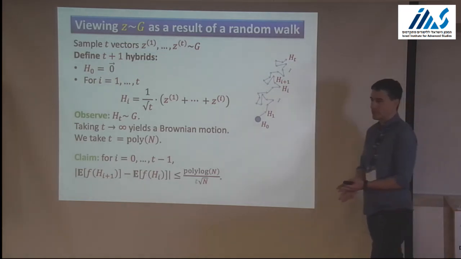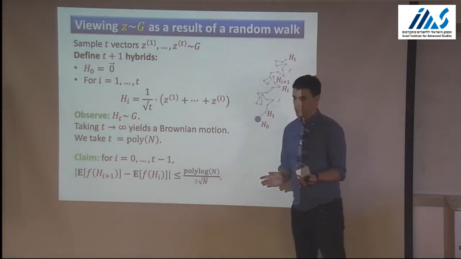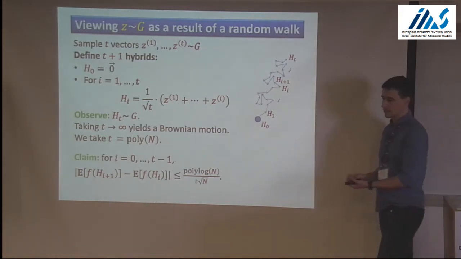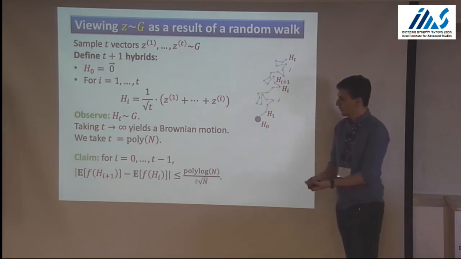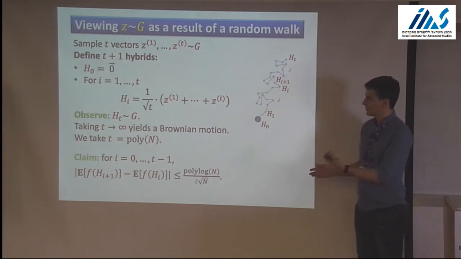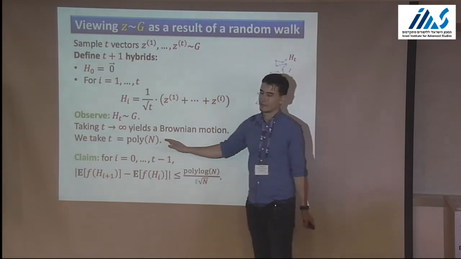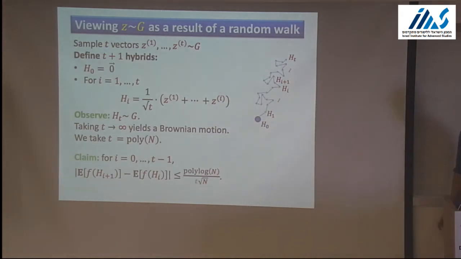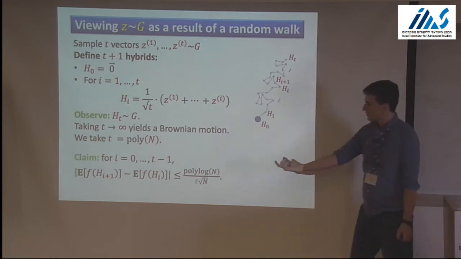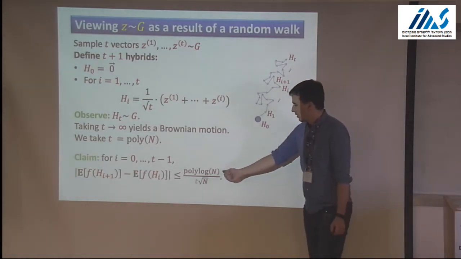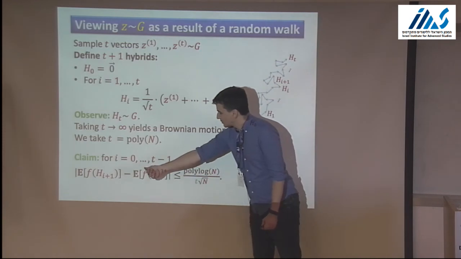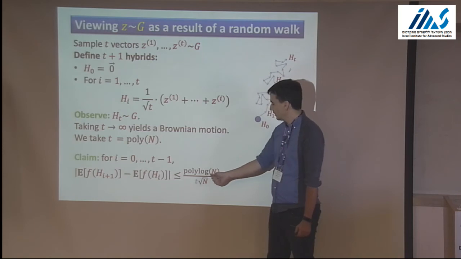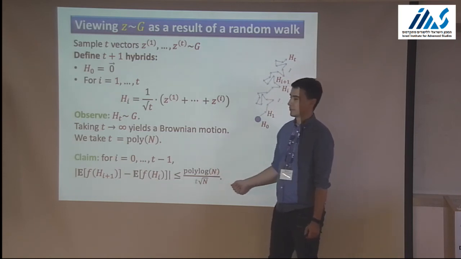Okay, so this was a thought experiment. You can just pick t as you wish. You can take it to infinity, and this would give a Brownian motion. We analyze it using elementary tools and not applying stochastic calculus. So we just took t to be a very large number, let's say n to the 100. And the claim is that the difference between two consecutive hybrids is very small. The expectation of f on the (i plus 1)th hybrid is similar to the expectation on the ith hybrid, and the difference is at most polylog divided by t times square root n.